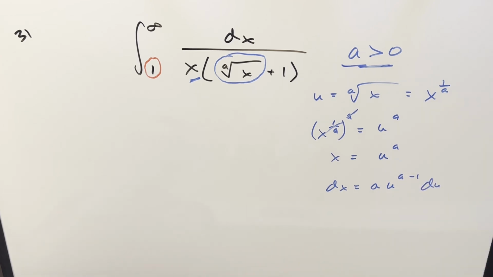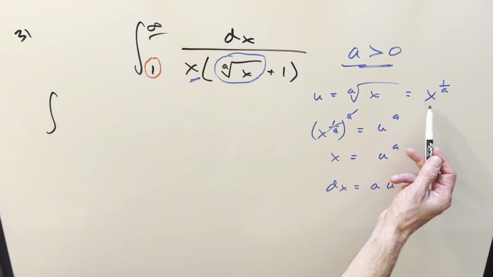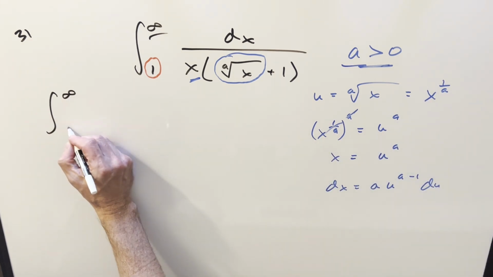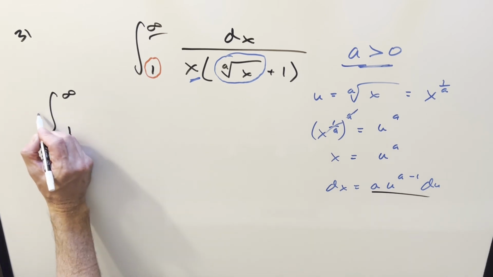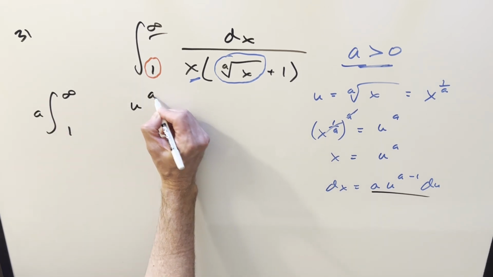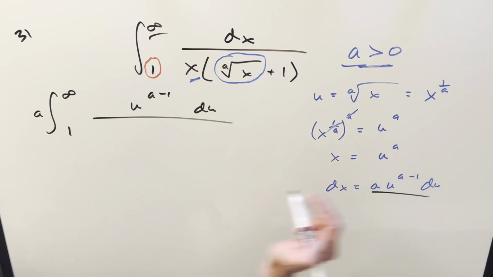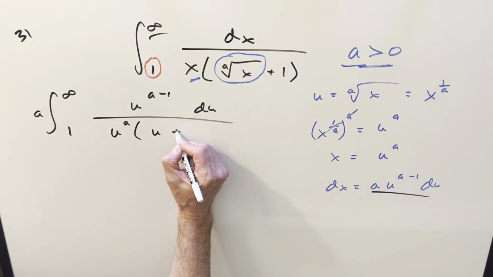And so let's go ahead and substitute it. First, we want to plug in infinity someplace. Here it doesn't matter. We plug in infinity, it's still going to infinity. You plug in 1 to any power, still 1. dx is going to be all this. Let's take the a out front as a constant. So we just have u to the a minus 1 du, x is going to be this, so we have u to the a, then we have just u plus 1 here.